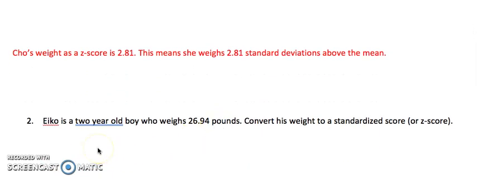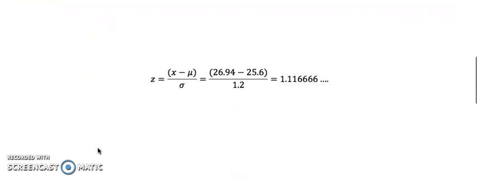So second question. Echo is a 2-year-old boy who weighs 26.94 pounds. Convert his weight to a standardized score, or a z-score. Well, we're using the same formula to convert the weight to a z-score. So the formula is here: his weight minus the average weight of a 2-year-old boy. We divide that by the standard deviation. So his weight was 26.94 pounds minus the average weight of a 2-year-old boy, 25.6 pounds, which once again, he weighs above the average. So that tells you the z-score is going to be positive.